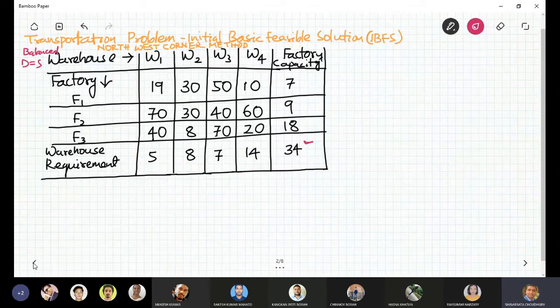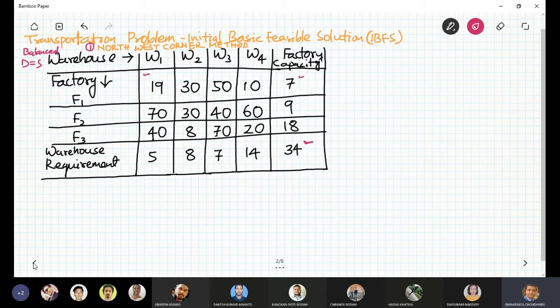So how can we find the initial basic feasible solution? That is the first task here. There are different methods. The first method is the northwest corner method, also called the stepping stone method. In this one, it will start from here, then continue over here till the factory capacity becomes 0. Then, wherever it is left out, from there it will start. I'll elaborate on that.